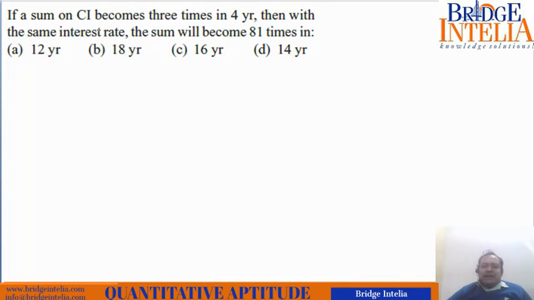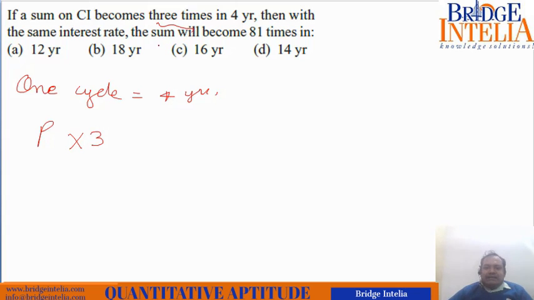Next one. If a sum on compound interest becomes 3 times in 4 years, so one cycle is equal to 4 years. And what is happening in that cycle? Amount is getting multiplied by 3 times.